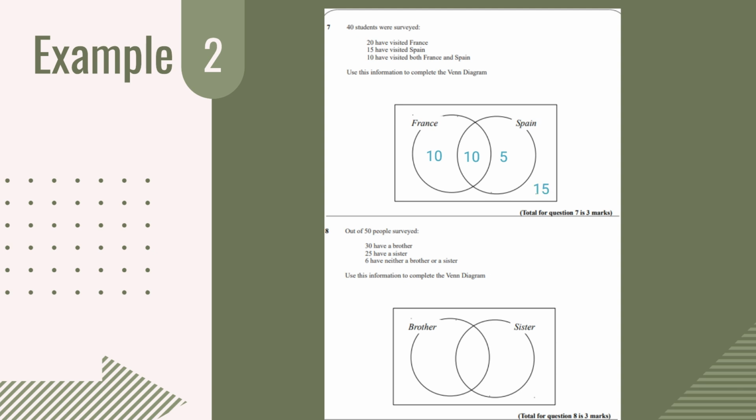So 15 people had not been to either of them, and that's a completed Venn diagram.